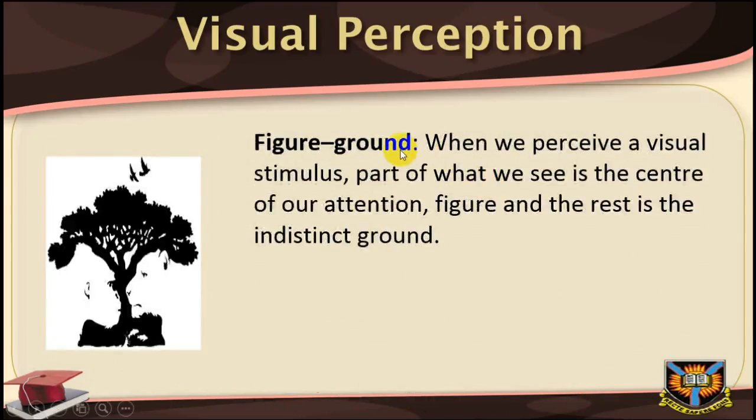Figure ground. When we perceive a visual stimulus, part of what we see is the center of our attention, the figure, and the rest is the indistinct ground. This principle of perception is very useful in showing us that what we perceive is often based more on what goes on in our brain than what is in front of our eyes.